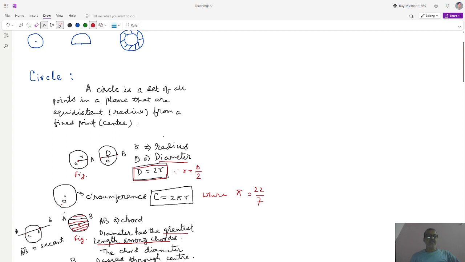The circumference is the boundary of the circle. In triangles and polygons, we call this term perimeter, but for a circle, this is known as circumference. Circumference of a circle is equal to 2 pi r, where pi is a fixed valued number that equals 22 by 7.